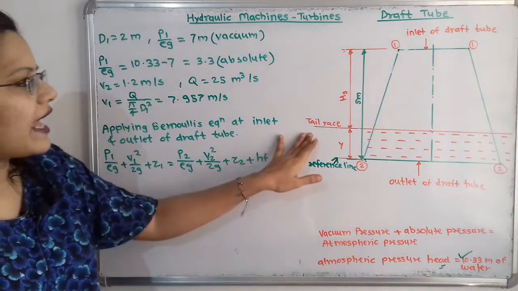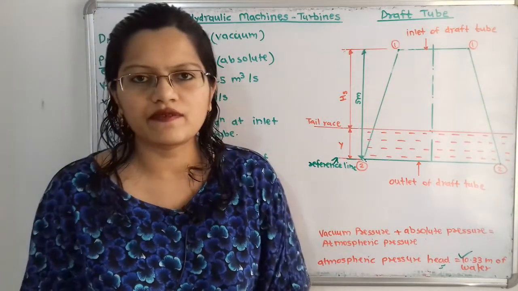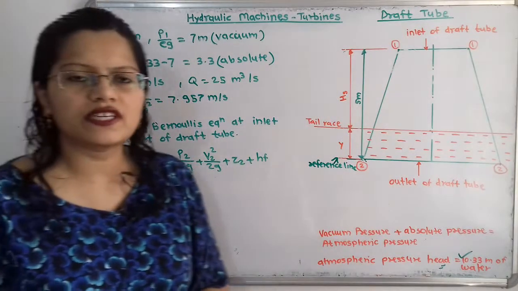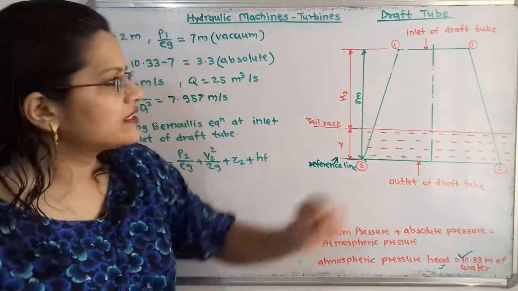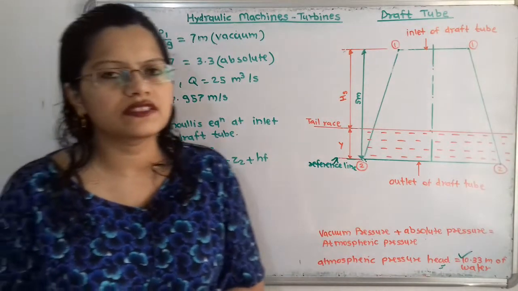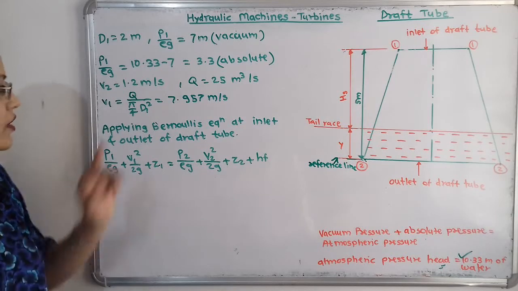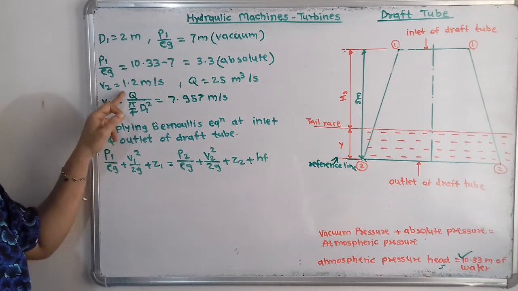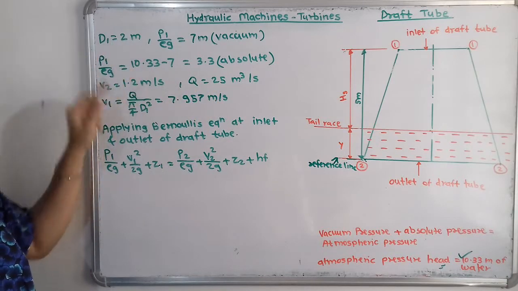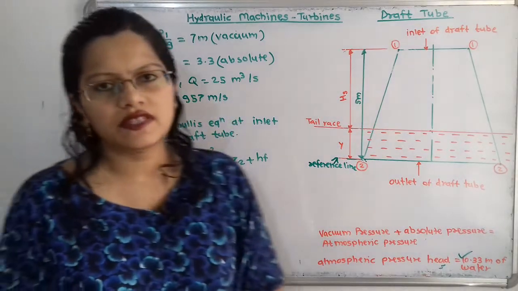Now we will calculate first what is the velocity at the inlet. So velocity at inlet, that is V1. So discharge is given. So when discharge is given, so we know that Q is equal to A1 V1. So what is A1? That is the area at inlet. So this is the conical draft tube. So we will consider here diameter is given. So area is pi by 4 D1 square. So we will take V1 is equal to Q divided by pi by 4 D1 square, which is equal to 25 divided by pi by 4 into 2 square. So V1 is 7.957 meter per second.